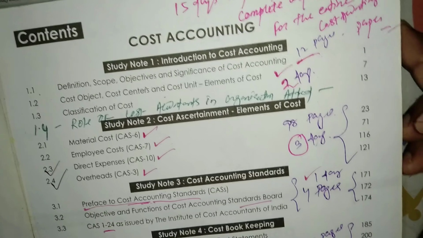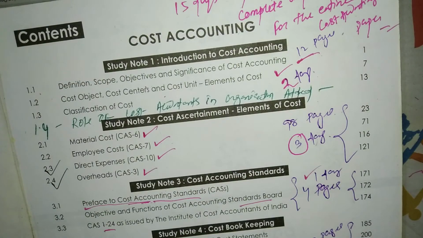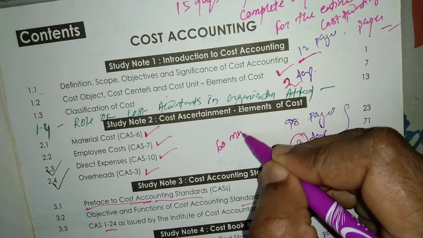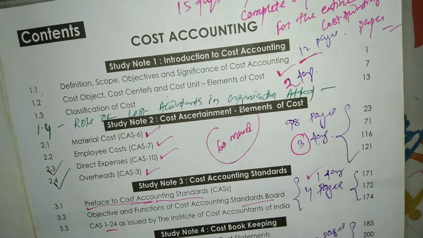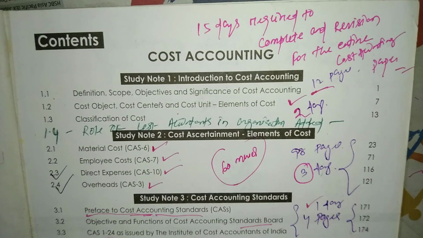Also you need to focus upon the multiple choice questions. MCQs also help you to secure 60 marks. Okay, so this is all about the 15 days strategy for revision in case of the cost accounting paper.